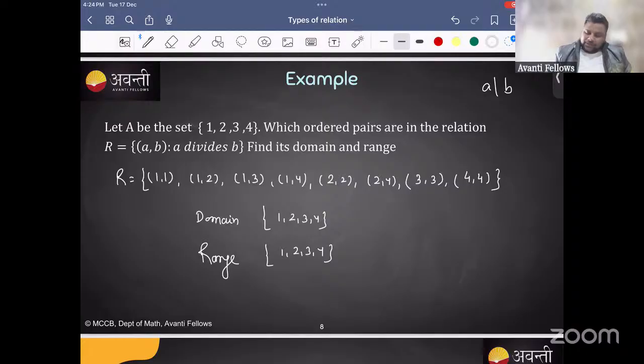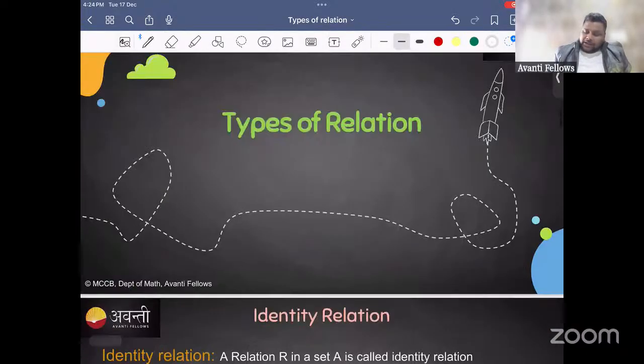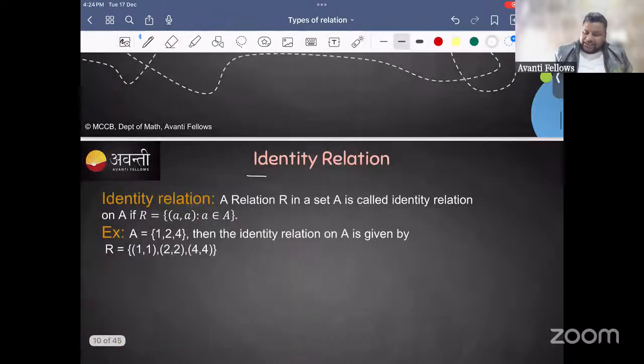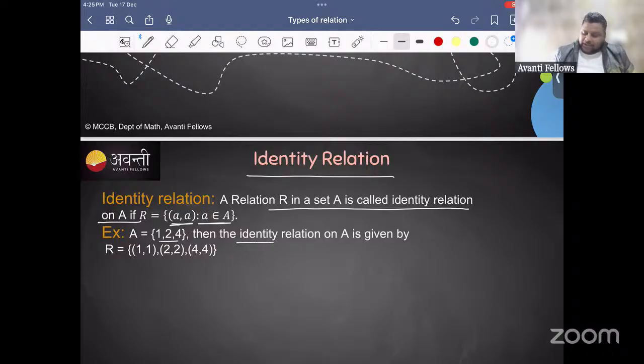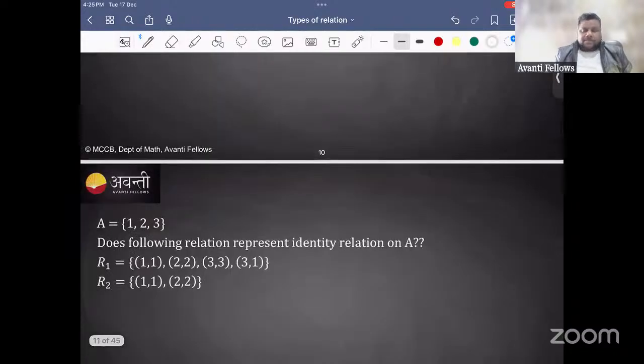So this is relation. Now types of relation. The most important thing in this chapter is identity relation. Identity relation means elements related to itself. A relation R on set A is called identity relation on A if R is {(a, a) : a belongs to A}, meaning it has only those elements which are related to itself. For example, if A is {1, 2, 4}, then the identity relation on A is given by {(1, 1), (2, 2), (4, 4)}. Got it? Very simple thing.